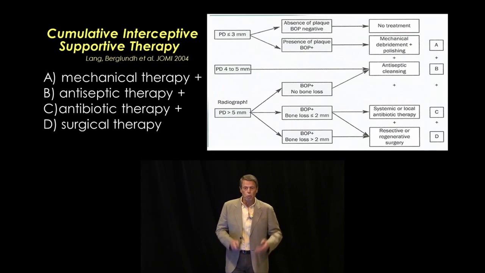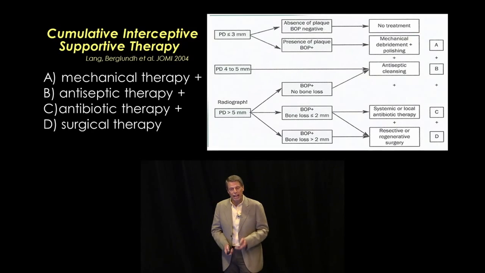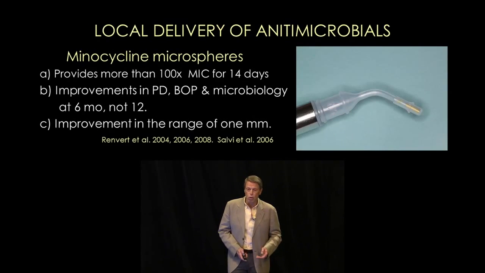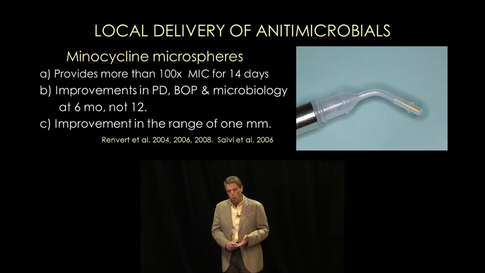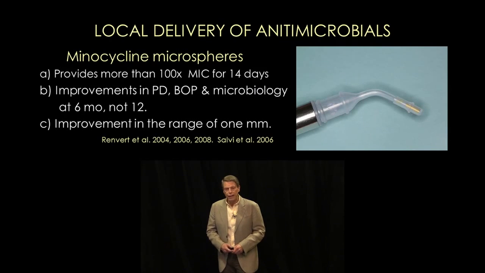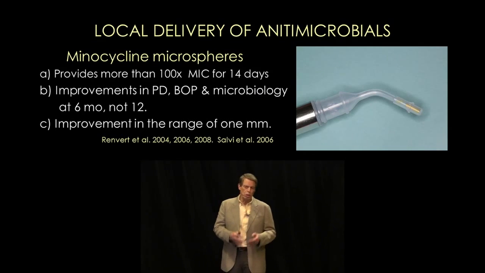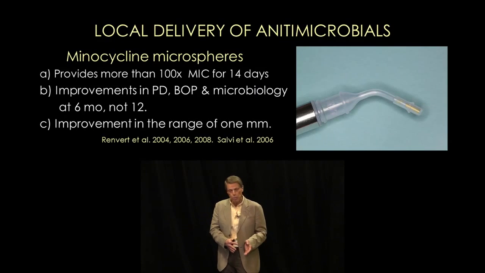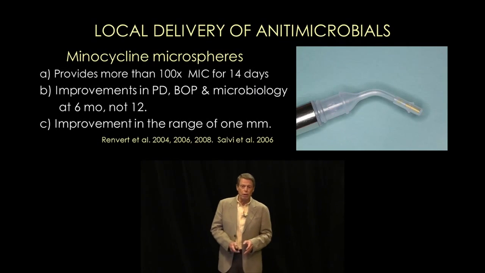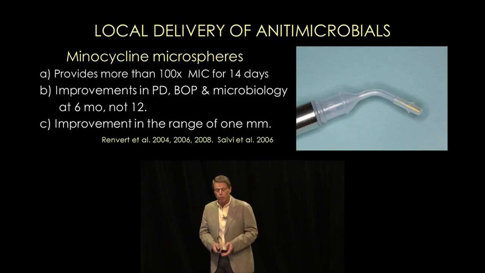And if that doesn't work, we subsequently go to treatment C, which is antibiotic therapy, which can be local or systemic. But we first start with local. And what we're going to recommend for local antibiotic therapy is minocycline microspheres, or Arestin. In order for a local antibiotic to be effective, it has to produce at least 100 times the minimum inhibitory concentration for about 7 to 10 days. Minocycline microspheres gives us over 1,000 times the minimum inhibitory concentration for 5 days, and then tapers off and still provides more than 100 times the minimum inhibitory concentration for up to 14 days.